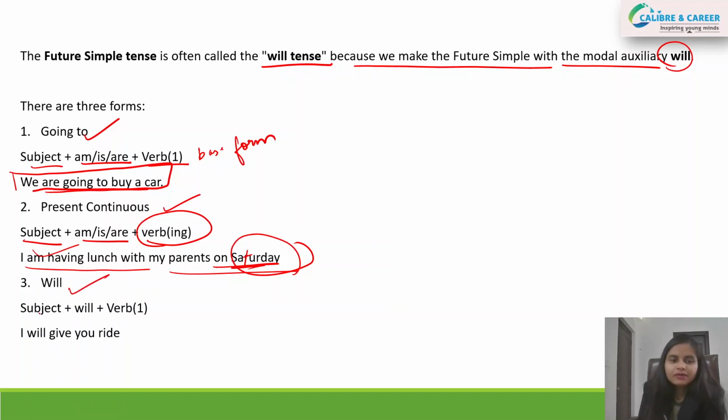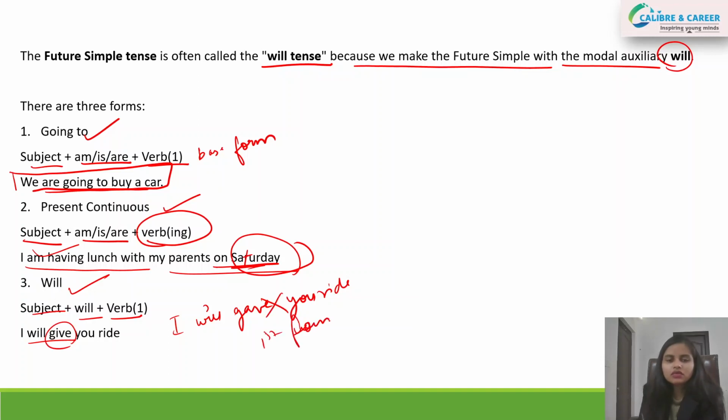Well, if we talk about will, it is subject plus will plus verb first form. I will give you a ride. You won't say I will giving you a ride. No, here the first form will come. Or I will eat this salad. I will eat salad. Okay.